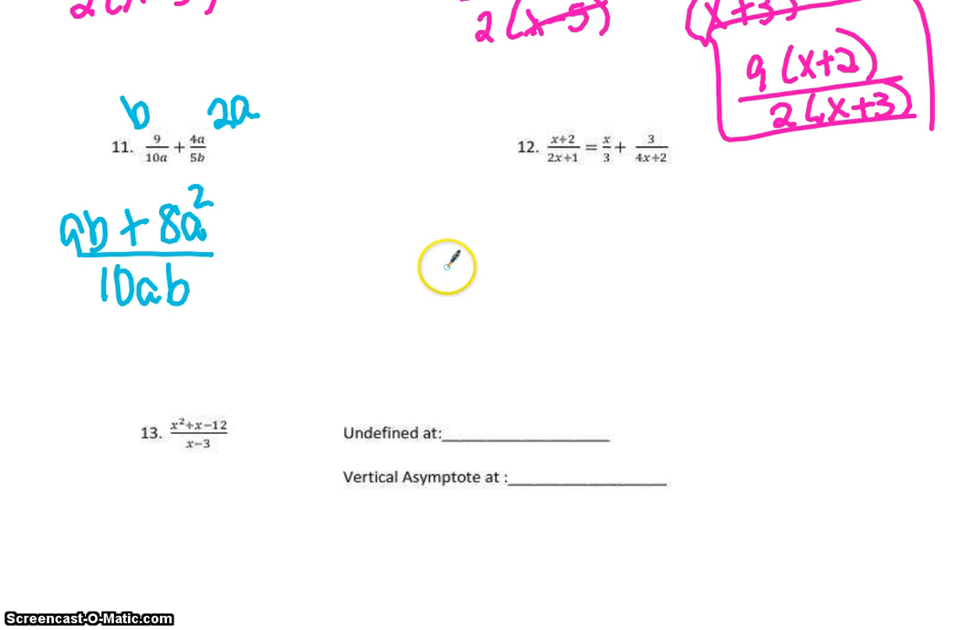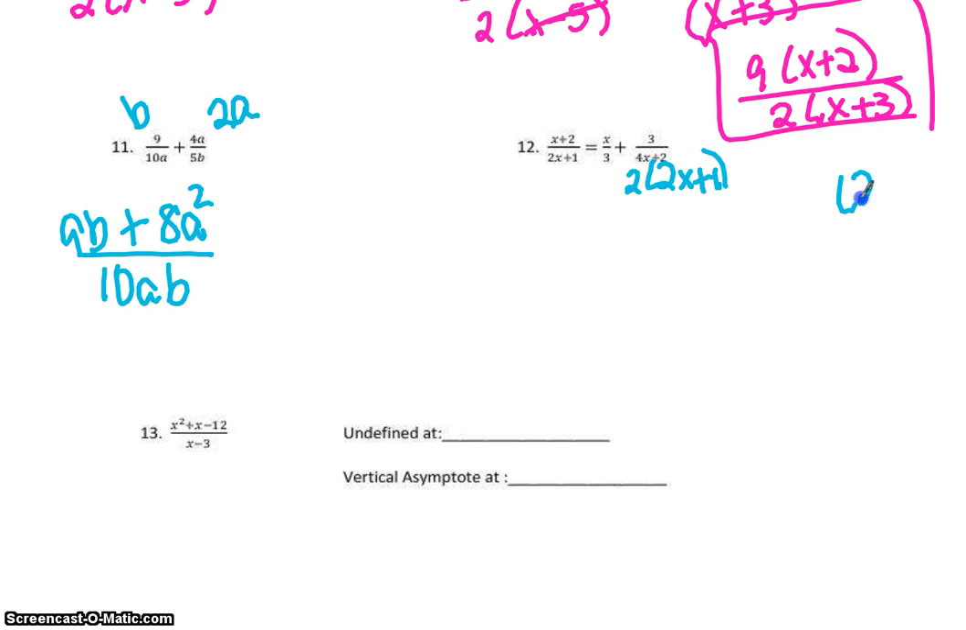Number 12, you're going to actually solve this. You want to start by seeing if you can break anything down. X plus 2 is good, 2x plus 1 is good, x and 3 are good. 4x plus 2, you can pull a 2 out, and it leaves you 2 times 2x plus 1. So now come over here and figure out, look at the bottom and find your common denominator.